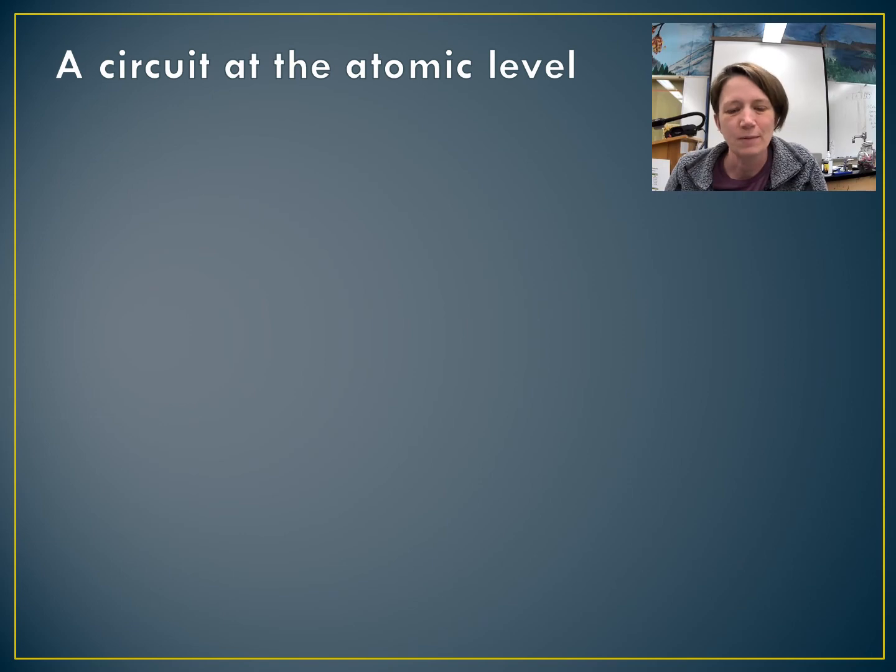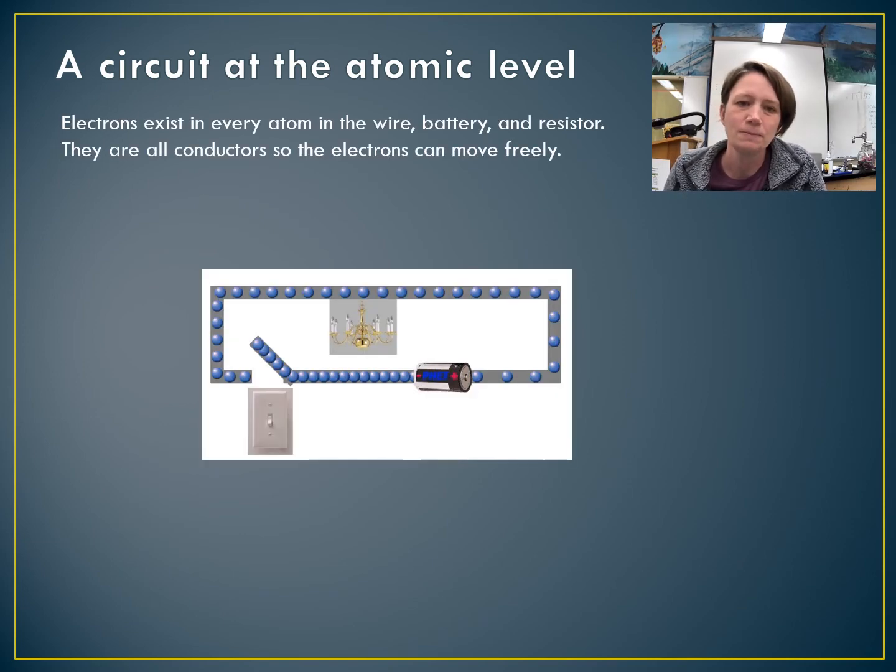The last thing I want to talk about in this video is what's really happening in a circuit from an atomic level. We know that atoms all have electrons. The electrons are not created by the battery. That's not what's happening with electricity. The electrons are already there. We can't create or destroy them, or we'd violate all those conservation principles in physics.